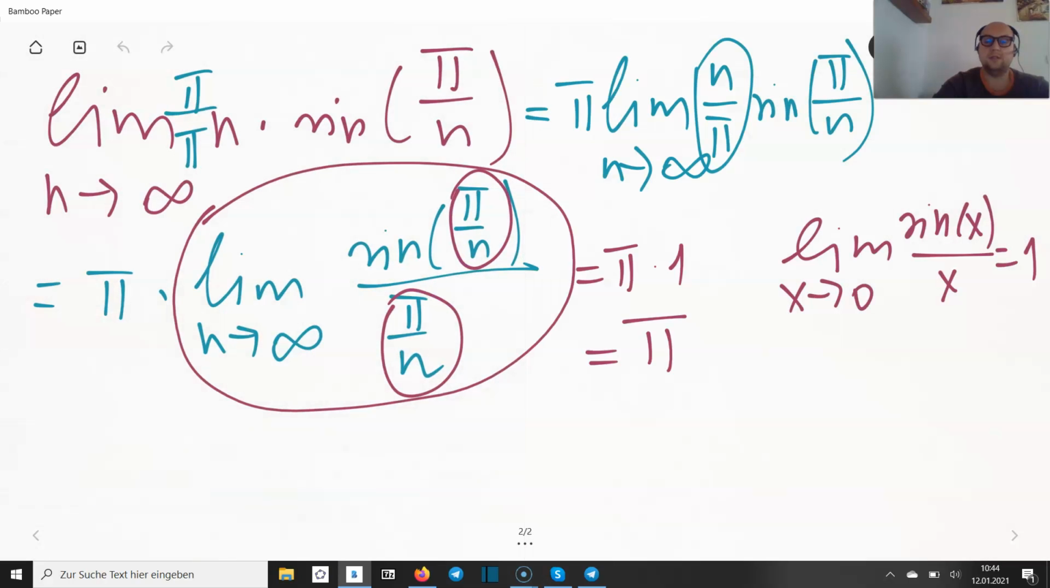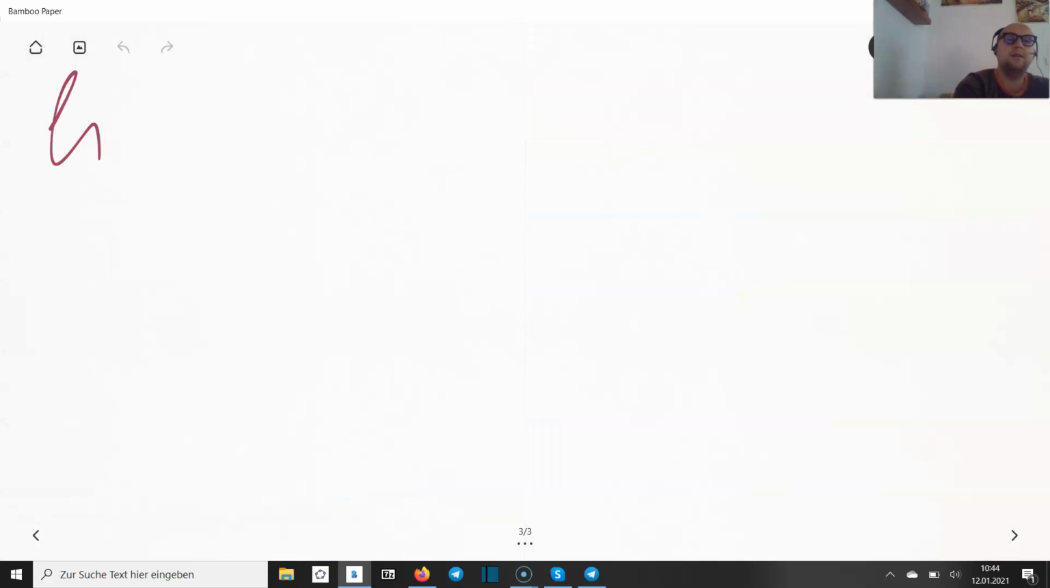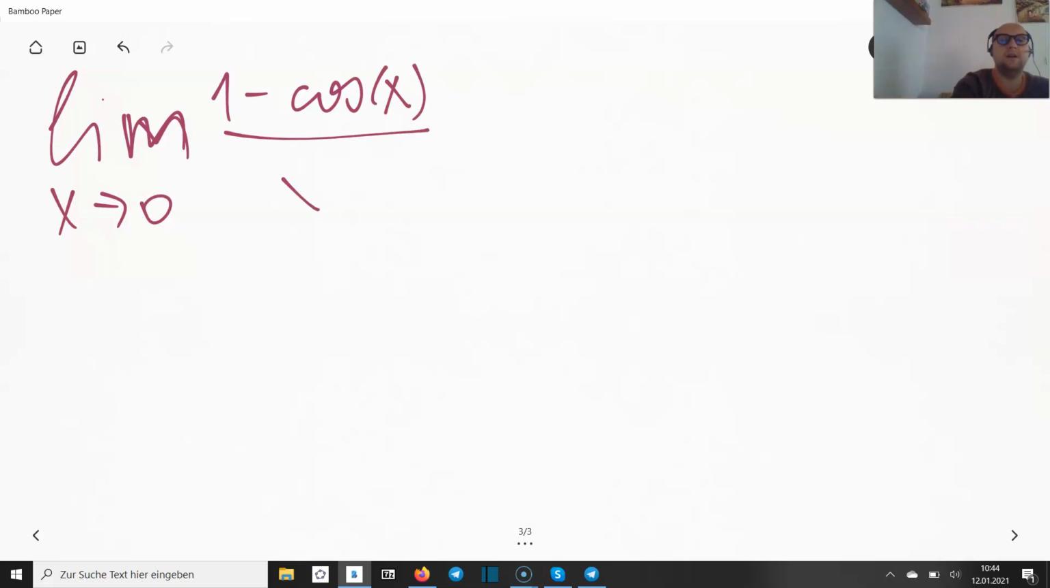Now let's do the second. This is also nice. I like this. Once again, pure skill, no L'Hopital. So we have 1 minus cosine of x here, divided over x squared. Well, you see, 1 minus cosine as x is approaching 0 is approaching 0 itself, because cosine is 1 at 0. So we have 1 minus 1 divided over 0.